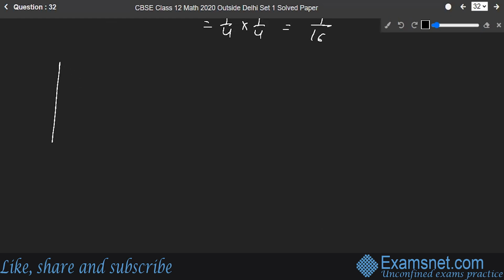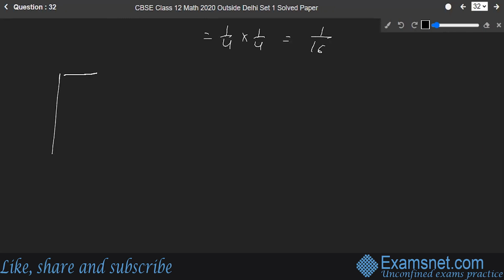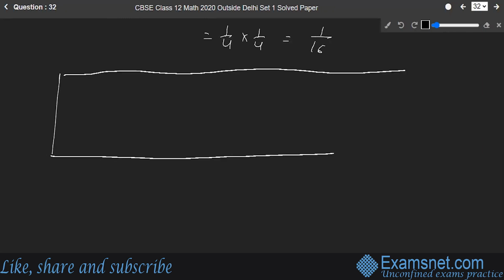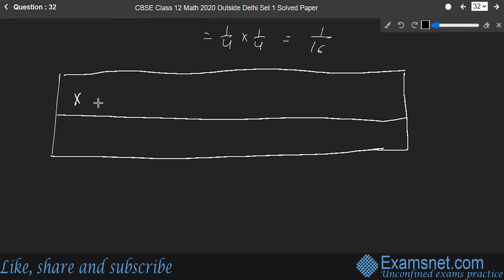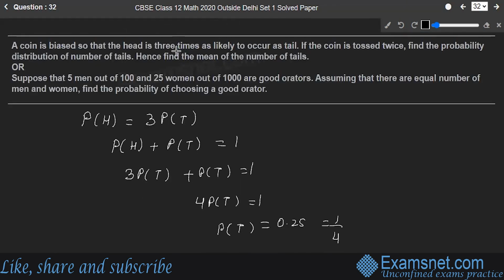Now let's make the probability distribution table. This is the table, where this is X and this is P of Xi. Let's say this is i for 0, 1 and 2. This is 9 by 16. This is 6 by 16. This is 1 by 16. Now we got the probability distribution table, right? Also, we have to find the mean of the number of tails.